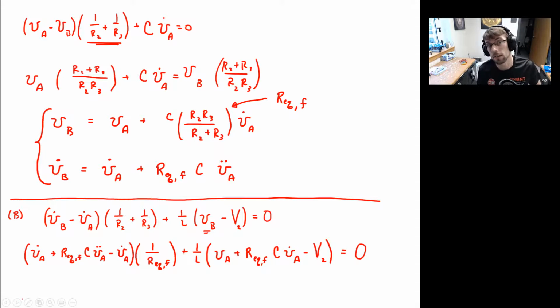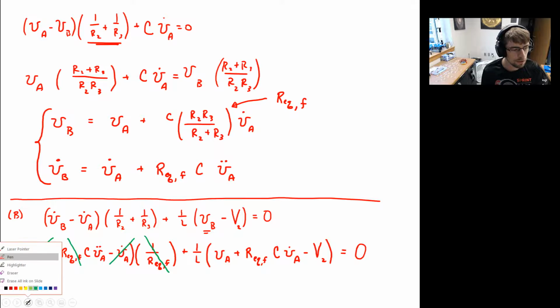Now look at this. Let's make it simpler. I have a VA dot minus a VA dot. So those two terms cancel. And furthermore, I have an REQ final divided by an REQ final. Well, that's spiffy. So let's go ahead and get rid of that. So we can cancel that with this. And so what we end up with at the end of the day is a C VA double dot.